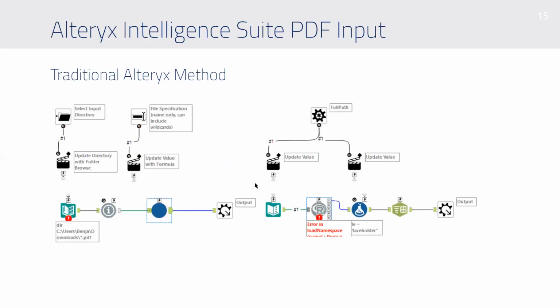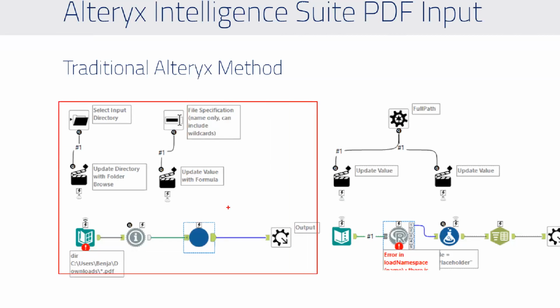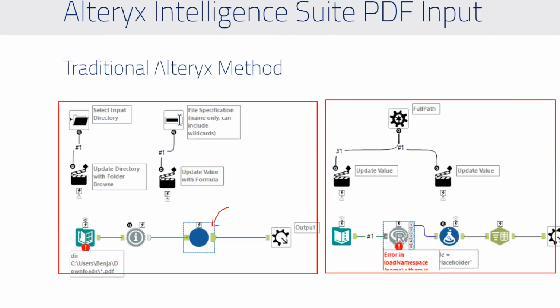Okay, so let's start with the first tool. So let's look at the traditional Alteryx method for doing PDF parsing. This is actually a macro that Oliver Clark built. He is one of my colleagues within the information lab. So this is, in effect, a nested macro. This is the first part of the macro. And then there's the second part of the macro.